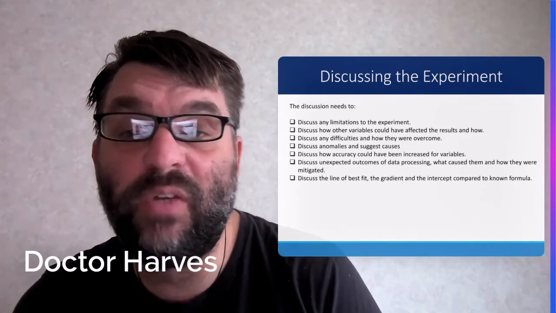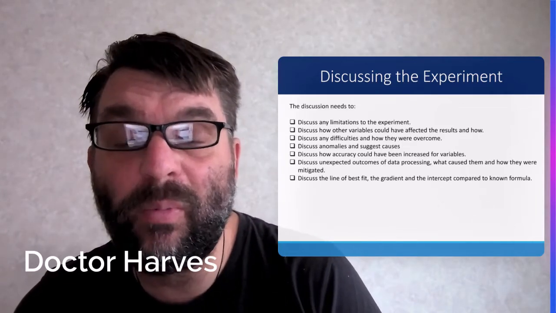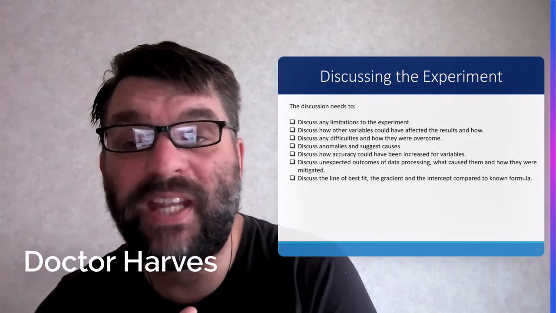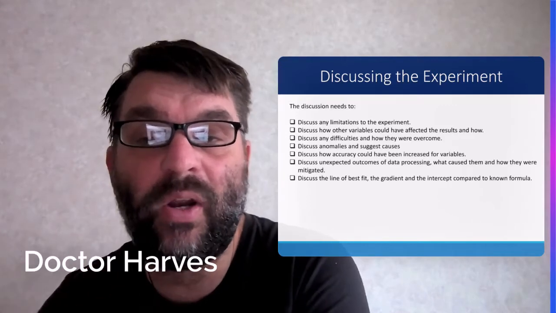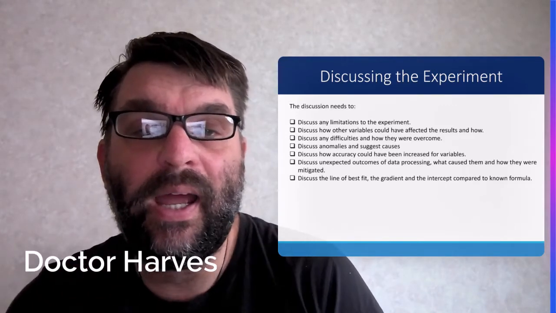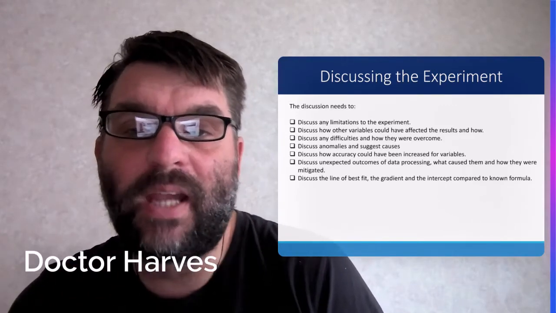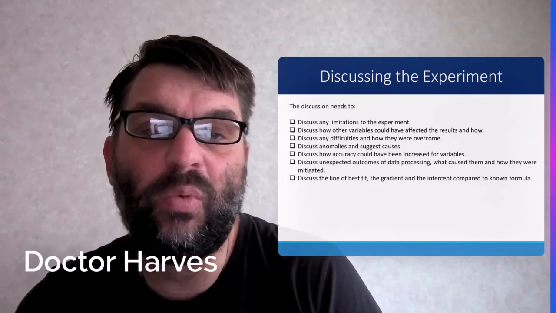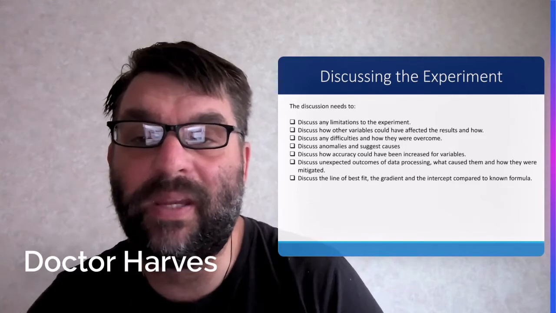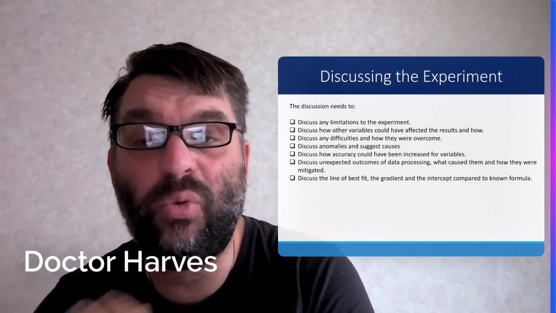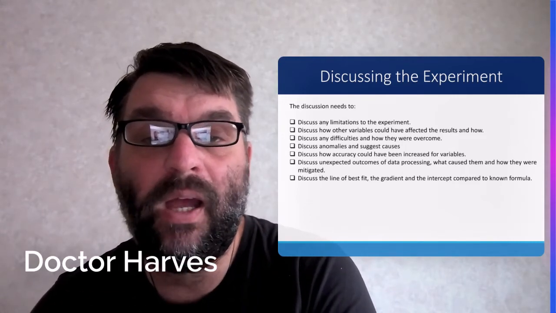Discuss how accuracy could have been increased for the variables, so how you maybe change equipment potentially, looking at potential errors like zero error, calibration errors, and how they could have been reduced. Discuss unexpected outcomes in the data processing, what caused them, and how they were mitigated. So again, that's maybe calculation errors and how you reduce those errors potentially.